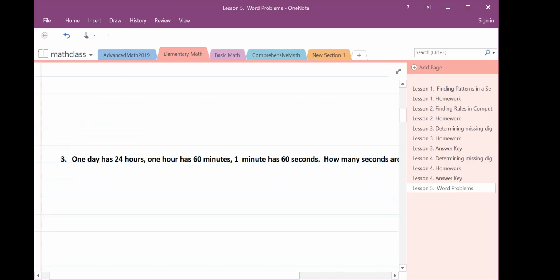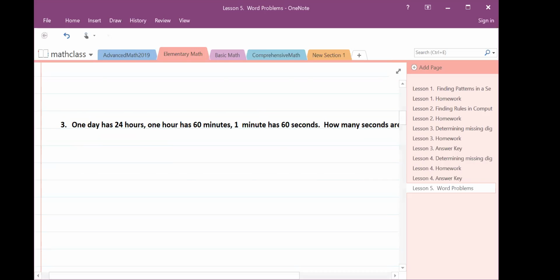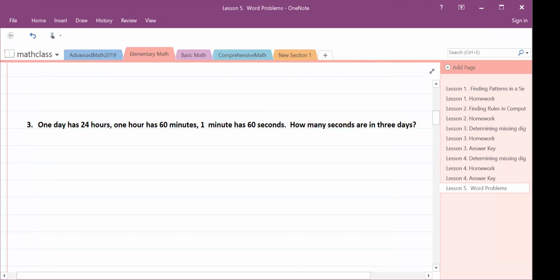Okay, so the next one, just multiplication. Yes, the next one is multiplication. Okay, so here's a problem. One day has 24 hours, you know that. 1 hour has 60 minutes. 1 minute equals 60 seconds. How many seconds are in 3 days? You may use a calculator or not, it's up to you. But you can do the multiplication quickly.